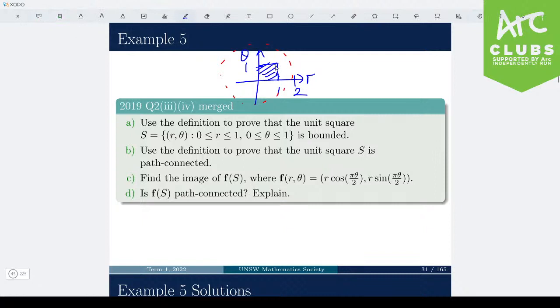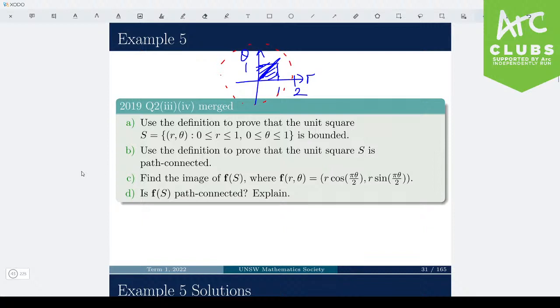And so our unit square is bounded, right? We could have chosen something a bit more specific, like root 2 plus epsilon, because at the end of the day, this diagonal here only has a length of root 2. But we can just choose 2, because we have a choice anyways.